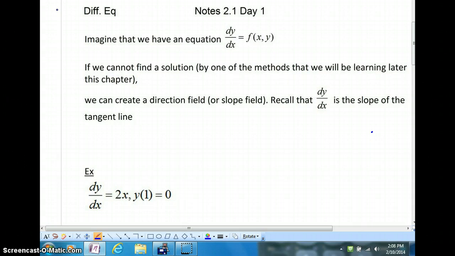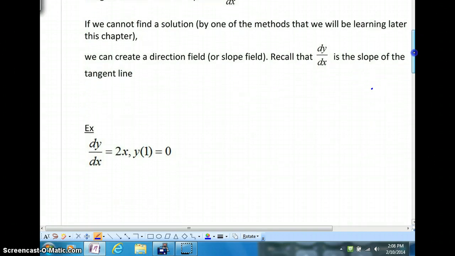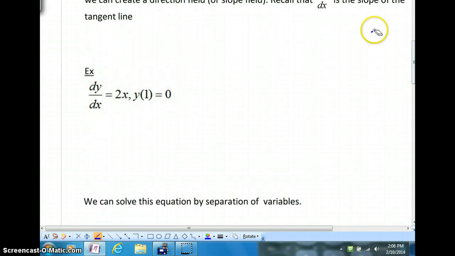Remember that dy/dx is the slope of the tangent line. So if this seems like you would have been able to do this even if you were absent today, how delightful that that would be exactly the case. You did this last year. Let's just say that dy/dx is equal to 2x. And then we also have an initial condition. And we've got the initial condition y(1) = 0.